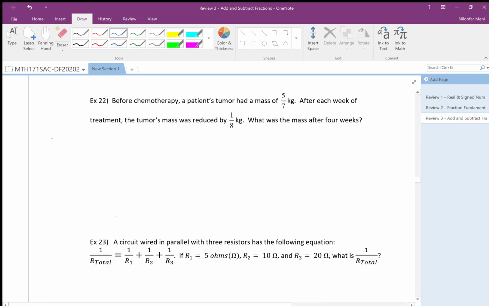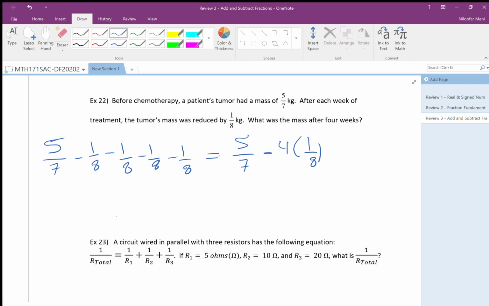Okay, so 5 over 7 minus 1 over 8 minus 1 over 8 minus 1 over 8 minus 1 over 8. Why? Because I have 4 weeks. So I can make it easier and say 5 over 7 minus 4 times 1 over 8. Because I know each week 1 over 8 reduces. So 1 week, 2 weeks, 3 weeks, 4 weeks. So it's 4 times this is reduced. Okay, both of them are kilogram, yes. I don't have any problem with conversion.